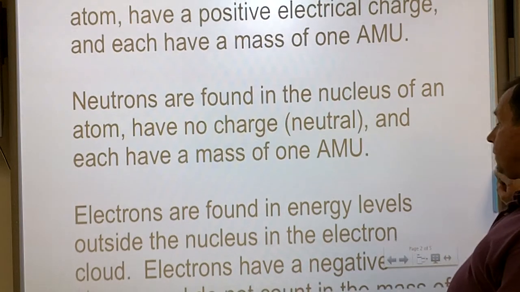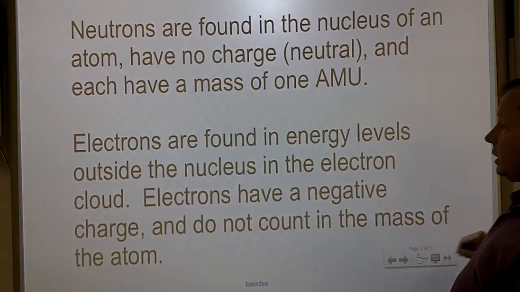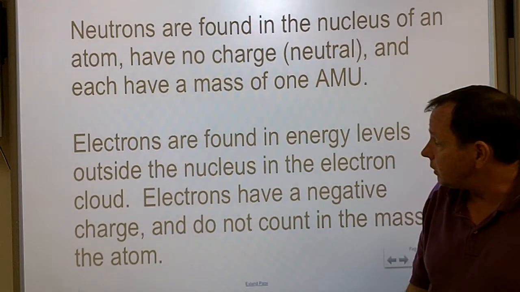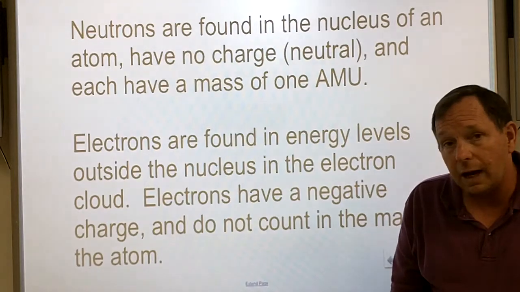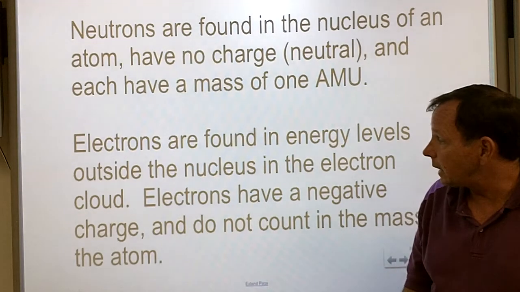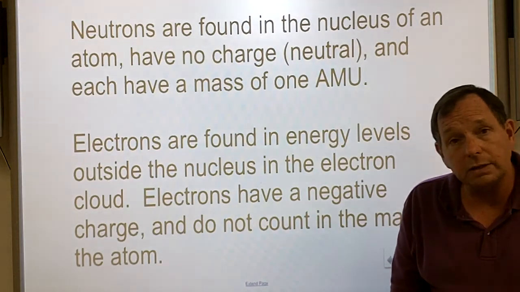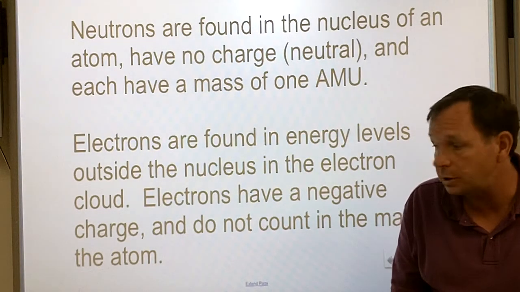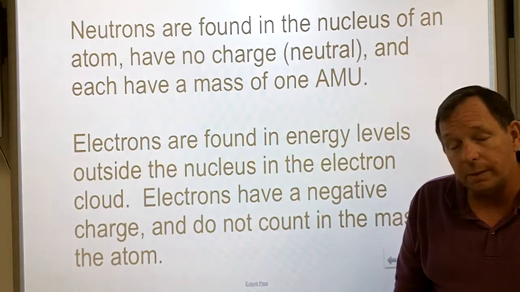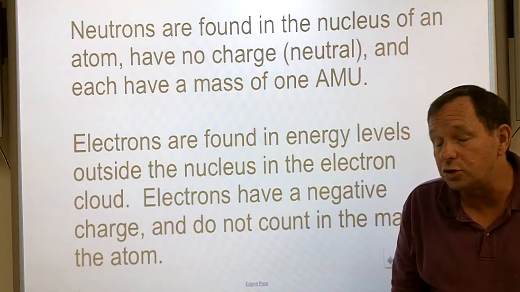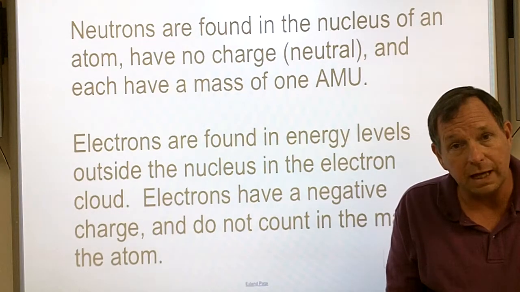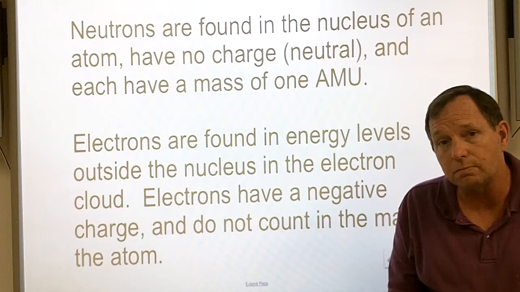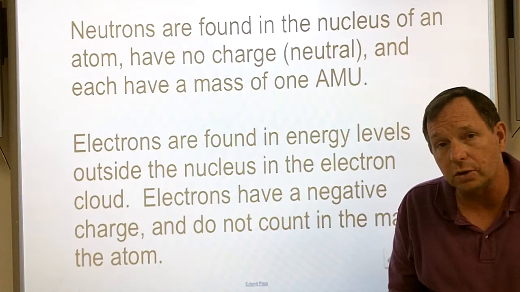Electrons are found in energy levels outside of the nucleus. We will discuss that at a later time, but they're outside the nucleus in the electron cloud. Electrons have a negative electrical charge. And remember that electrons do not count in the mass of the atom. Electrons are 1,800 times smaller than a proton or a neutron.